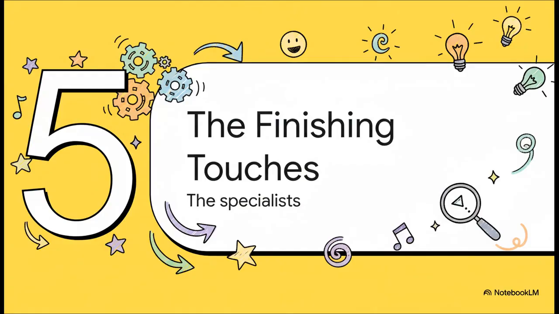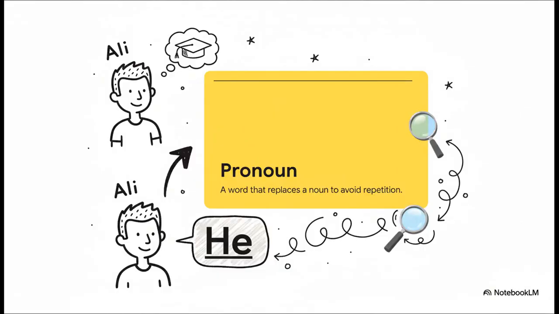And here we are, the final step, the finishing touches. Now, these are the specialists, the little tools that add efficiency, polish, and a bit of personality to our construction. Pronouns are the ultimate efficiency tool. I mean, why would you say, Ali is smart, Ali is a student, when you can just say, he is a student? They're just these elegant substitutes that stop us from sounding repetitive and really make our language flow.